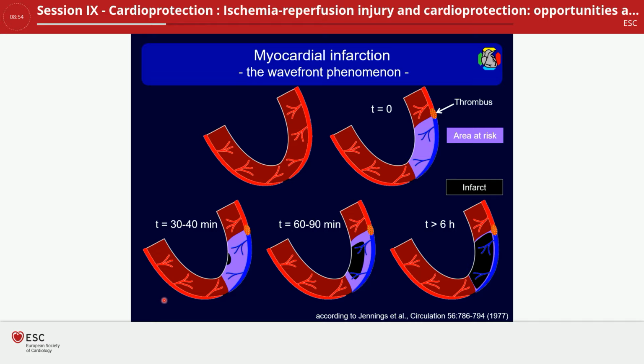We start out in the upper left with a totally intact coronary circulation and an intact myocardium. Then there's a thrombus occluding the coronary artery in the upper right, and that creates an ischemic area at rest, which is no longer receiving blood supply. Keeping that artery occluded for 30 to 40 minutes, we see a tiny bit of an infarct developing in the center of that ischemic zone, mostly in the subendocardial layers.